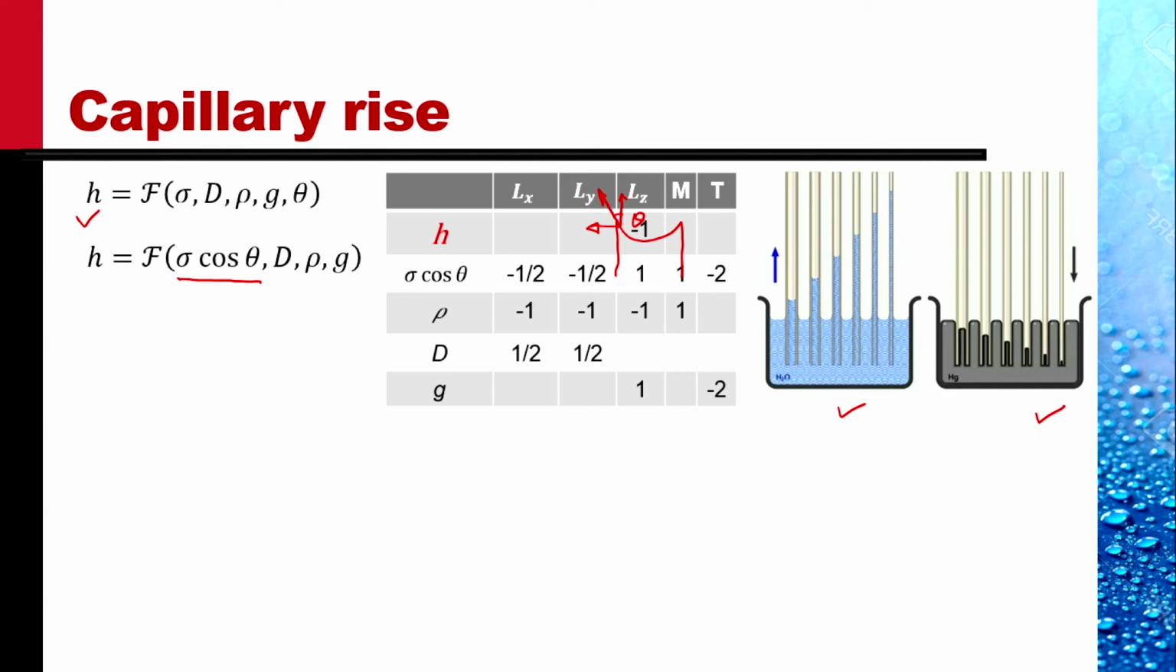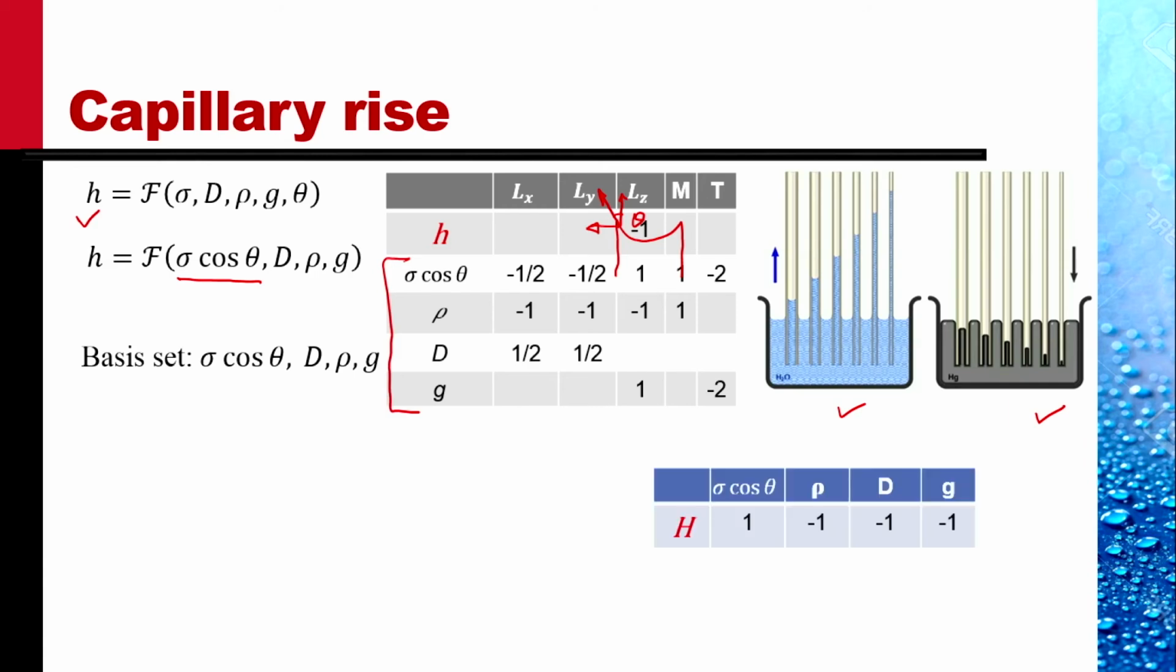These are easy to write. We use the basic set that consists of these parameters, and then there is only one other variable left, the dependent variable h, the distance through which the fluid rises, and in terms of the basic set is a dimension of sigma cosine theta raised to power 1, rho raised to power minus 1, d raised to power minus 1 and g raised to power minus 1 again.